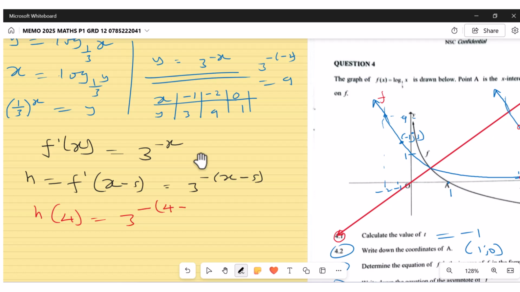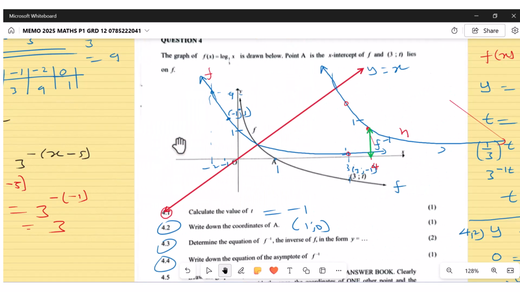So my answer here is going to be y values between 0 and less than 3. Hope we are together. That's our answer here.